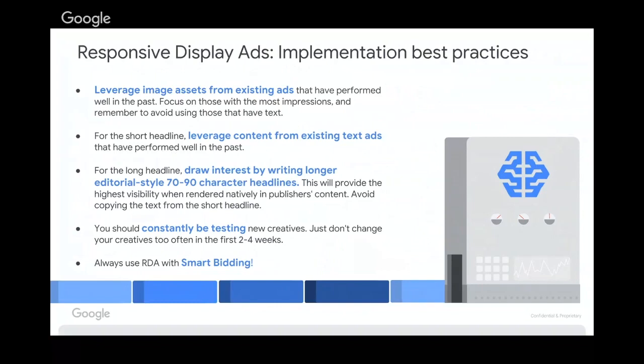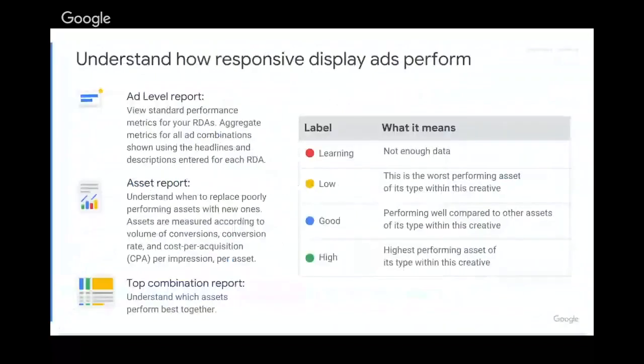You should also constantly be testing new creatives. So this should be changed every 4 to 6 weeks. Just remember that you shouldn't change them too often in the first 2 to 4 weeks, as it's during the learning period. Also, as ever, make sure that you're using RDAs in combination with smart bidding for the best results.